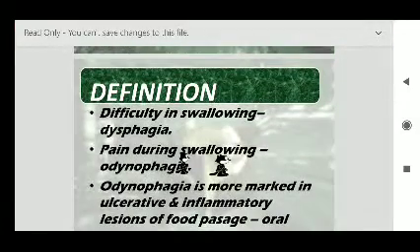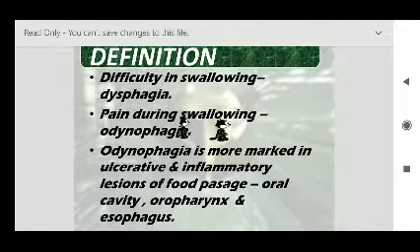So, definition: difficulty in swallowing is called dysphagia. Pain during swallowing is called odynophagia. Odynophagia is more marked in ulcerative and inflammatory lesions of the food passage, oral cavity, oropharynx, and esophagus.